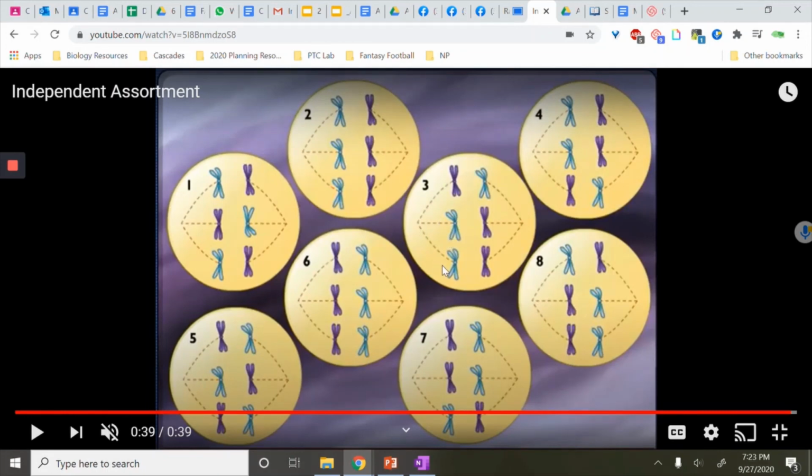So this idea of independent assortment just says that we can get either version of the homologous chromosome in our final gamete. It can be either the genetic mom's or the genetic dad's for each chromosome, depending on which order they line up in.